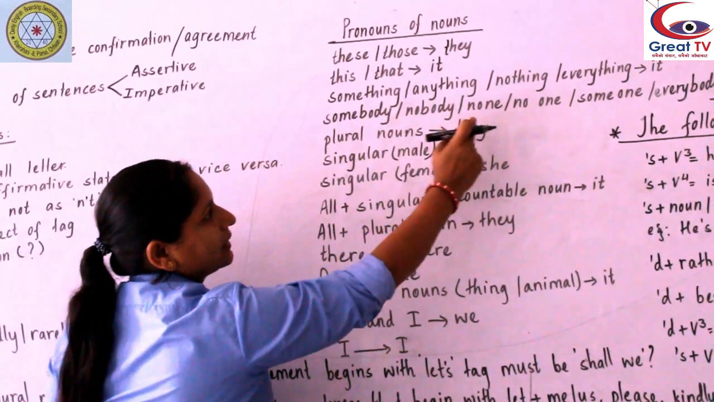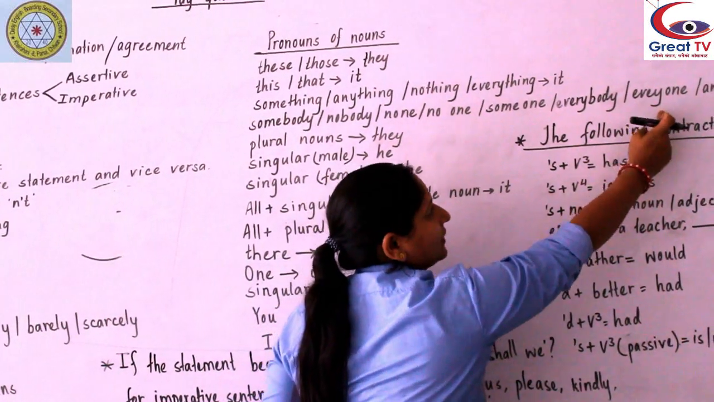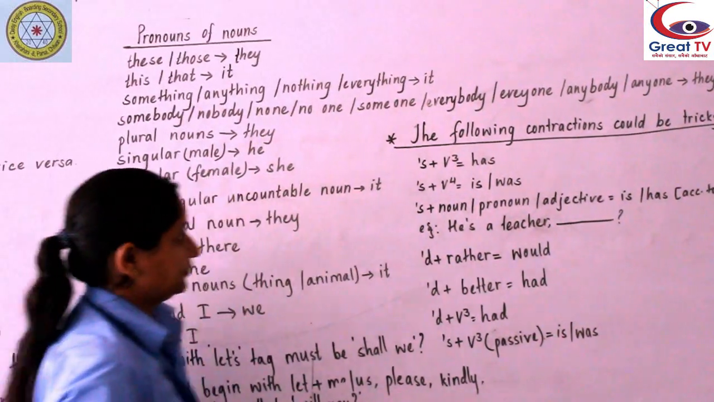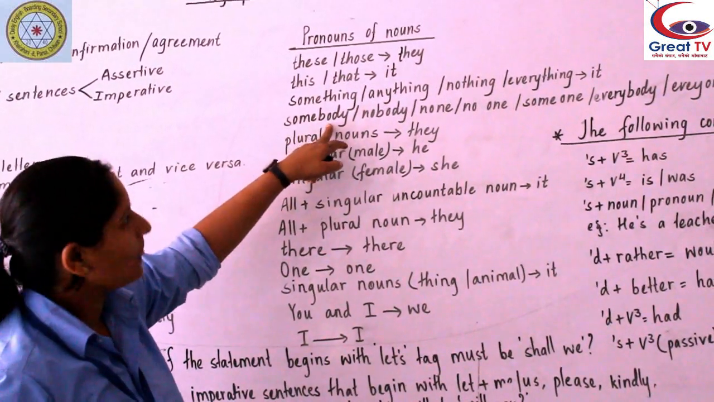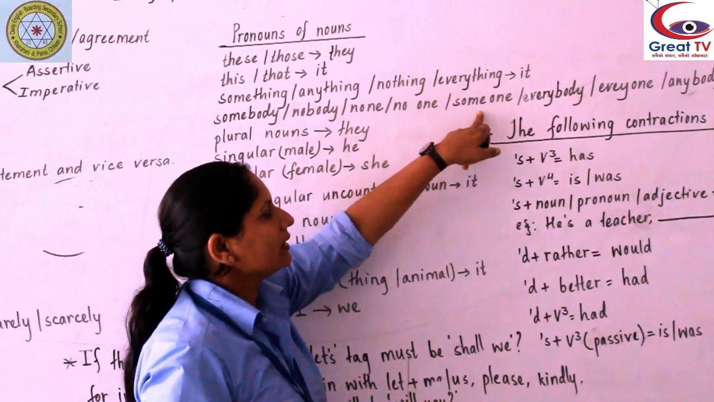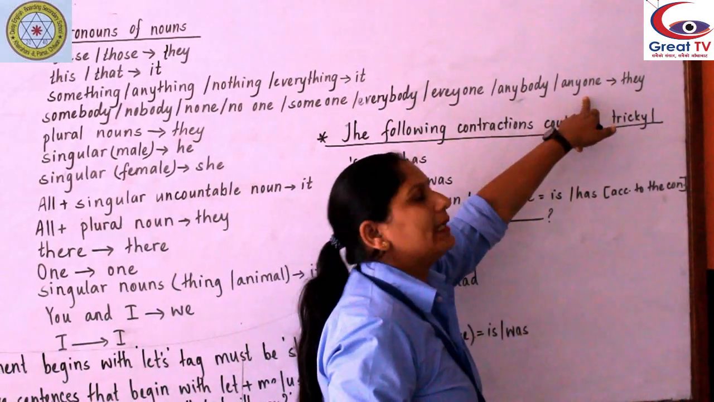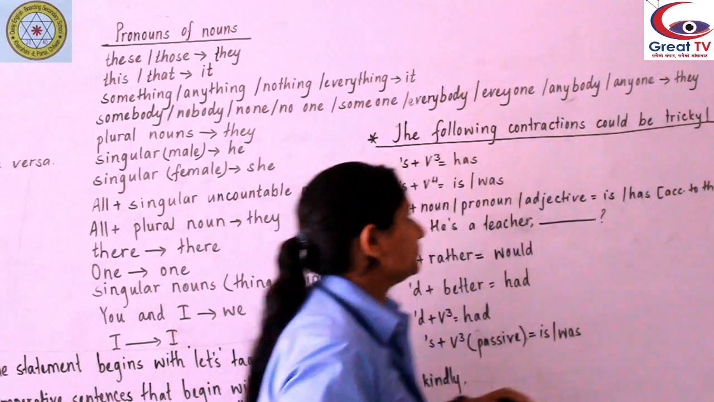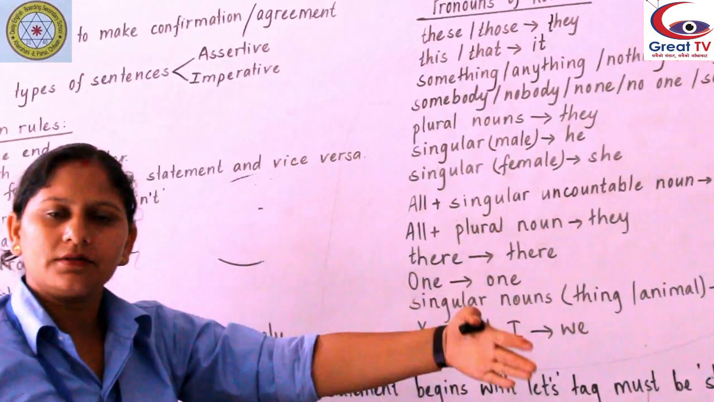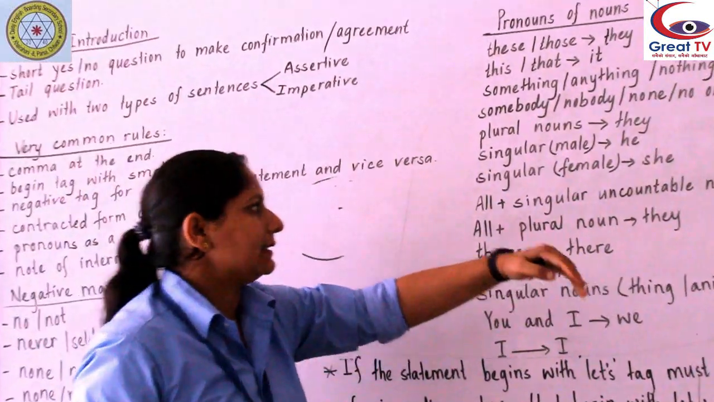Somebody, nobody, no one, someone, everybody, everyone, anybody and anyone change to they. Plural nouns, they. If the nouns are in plural form, they change into they.